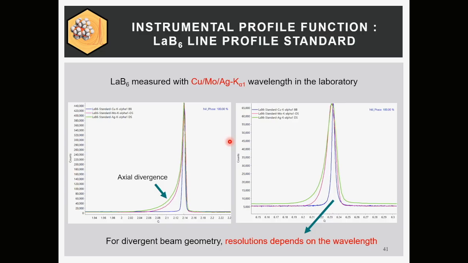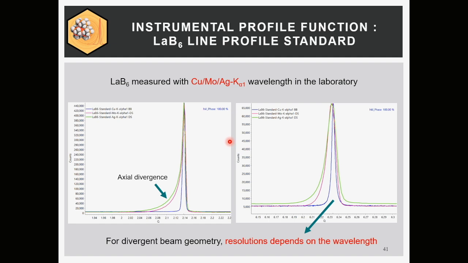But also you see here, I measured in my lab, I have a couple of diffractometers. I have, for example, copper, molybdenum, and silver K-alpha-1 diffractometers. I measured the same thing again. And you see, if you have a divergent beam, then the width of the peaks, the normalized width, the resolution, depends on your wavelength.